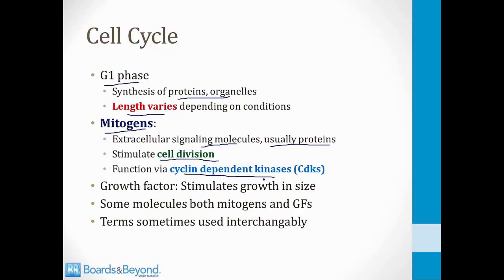And just some vocabulary here, a growth factor is a factor that stimulates growth in size. A mitogen is a factor that stimulates growth via cell division by driving cells through the cell cycle. Now, some molecules are both mitogens and growth factors, and the terms are often used interchangeably, but the technical definition is that mitogens drive cell division and growth factors drive growth in cell size.